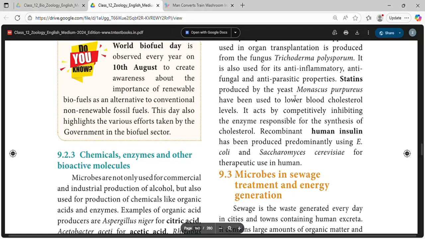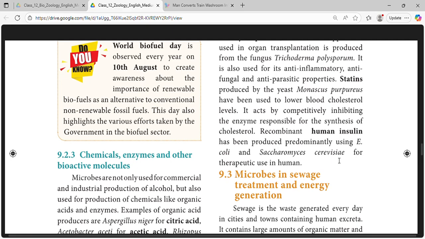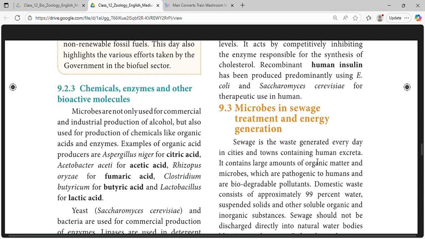Statins, produced by the yeast Monascus purpureus, have been used to lower blood cholesterol levels. It acts by competitively inhibiting the enzyme responsible for the synthesis of cholesterol. Recombinant human insulin has been produced predominantly using E. coli and Saccharomyces cerevisiae for therapeutic use in humans.